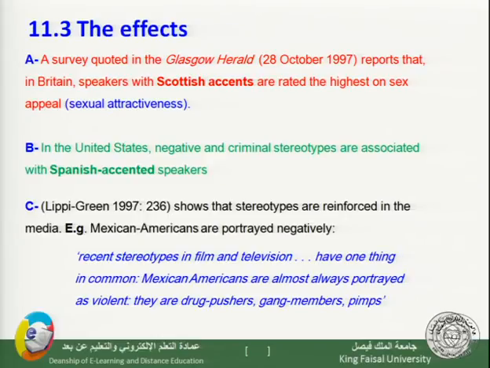You will be rated as the highest on sexual appeal, and you will be classed, classified or categorized as a highly sexually attractive person. So we have now associated a specific accent with sexual appeal or sexual attractiveness. So this is another example of how attitudes to language can have an influence, what effect they have on people and on the way people think.